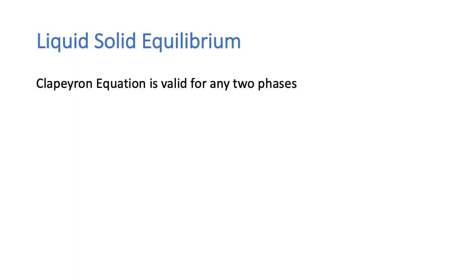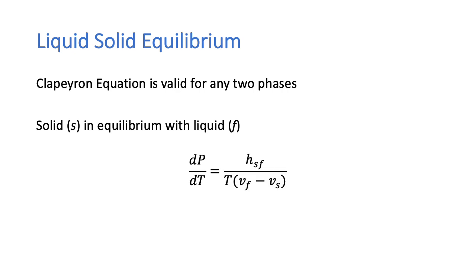Now, when we were talking about the Clapeyron equation, we called the two phases in the system liquid and vapor. However, we did not make any assumptions which would actually restrict it to being valid for just these two phases. In fact, the Clapeyron equation is valid for any two phases. So, for example, we could apply it to a solid in equilibrium with a liquid. We will represent a solid by the subscript s.